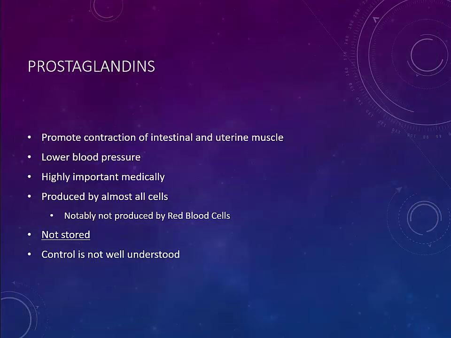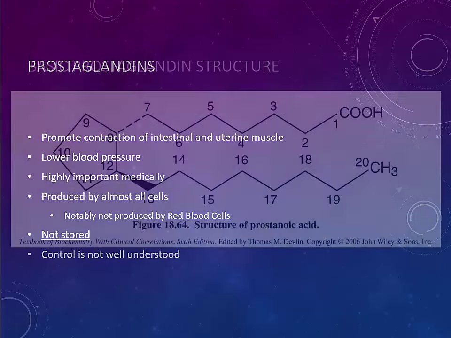Lastly, and very briefly, let's look at the prostaglandins. These also derive from cholesterol. They won't even be recognizable as cholesterol anymore. And what do they do? They promote contraction of intestinal and uterine muscle. They lower blood pressure. They're highly important medically and produced by almost all cells. But notably, they're not produced by red blood cells. These are not stored. They're synthesized, used, and removed. Control of these things is not very well understood.